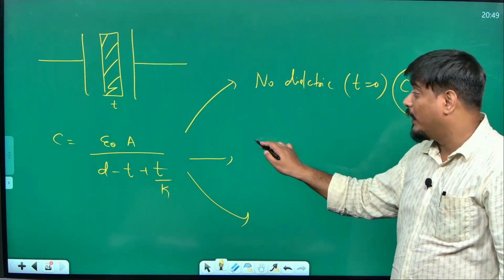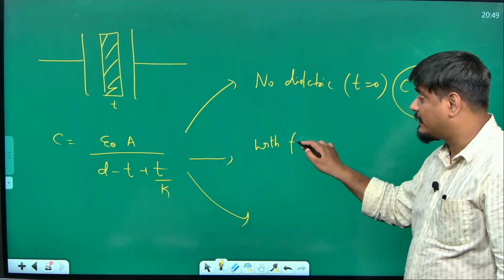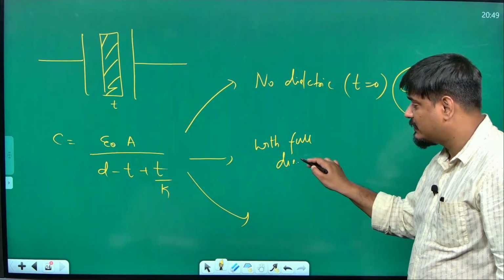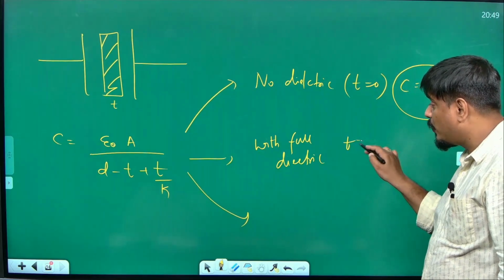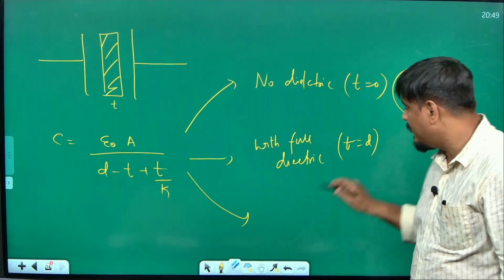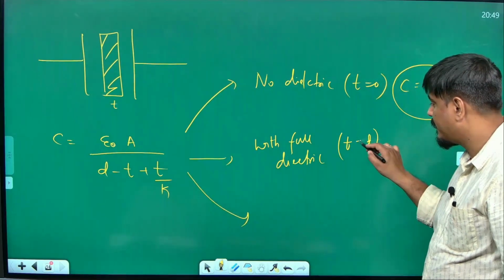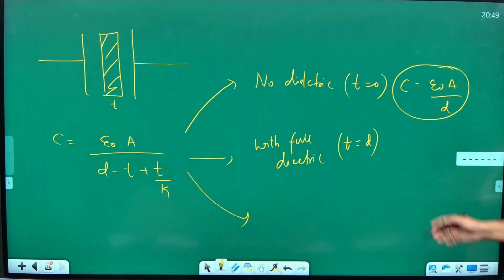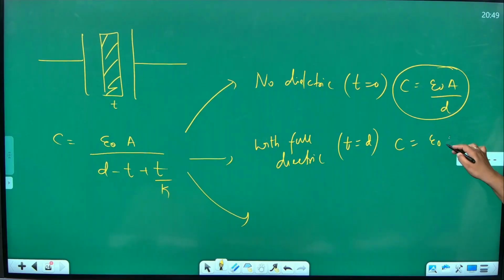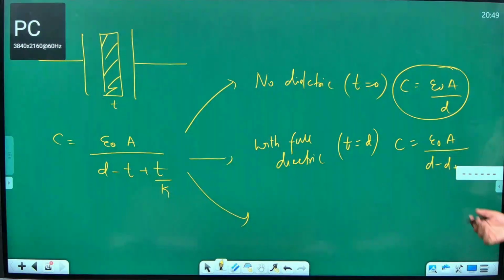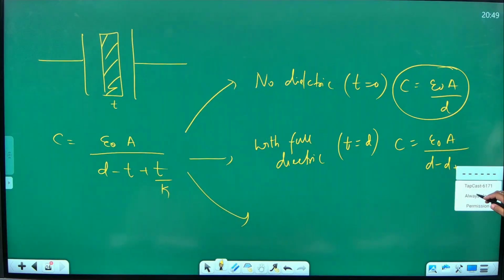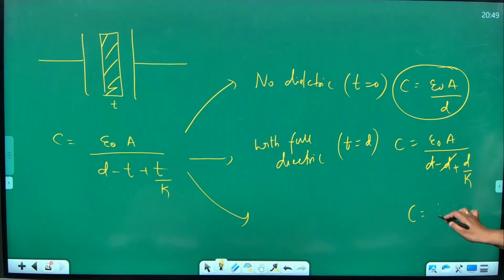Next is with full dielectric. What is that? T will become equal to D. Am I right? T and D will become same. Do you agree with me? If T and D become same, C will become equal to epsilon naught A by D minus D plus D by K. D, D gets cancelled. So C will become equal to K times epsilon naught A by D.